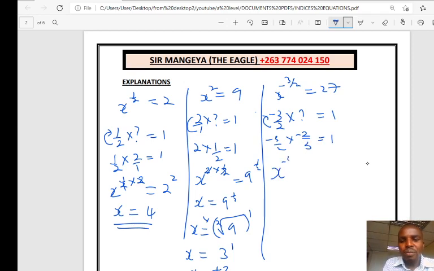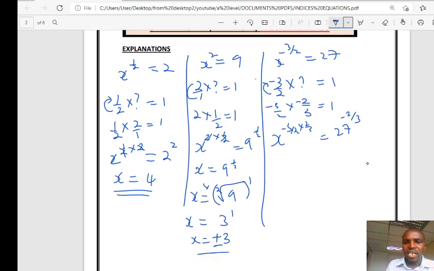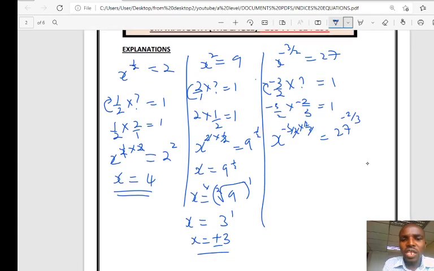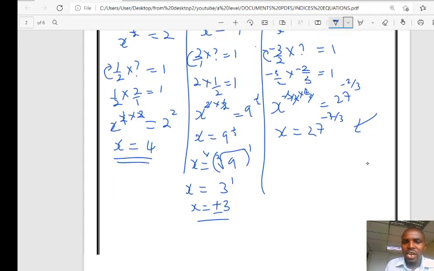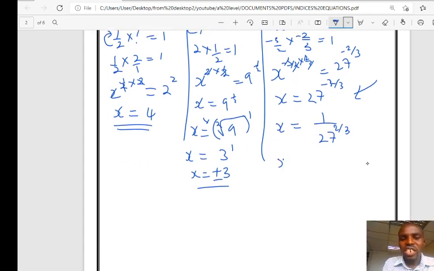Raise both sides to the power of that number. Minus 3 over 2 times minus 2 over 3 gives x on the left, and on the right it is 27 to the power minus 2 over 3. Then the 2 cancels, the 3 cancels out. We'll be left with x is equal to 27 to the power minus 2 over 3 on this side. Then apply the laws of indices here. A number raised to a negative power is the same as 1 over the same number, 27, raised to a positive power. So the power will be positive. So that's the concept. Then apply fractional indices.